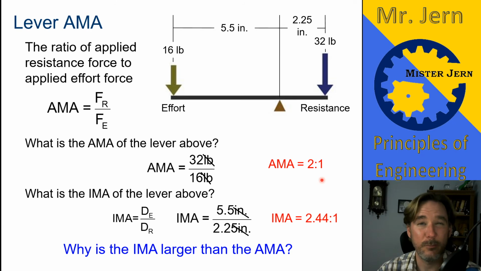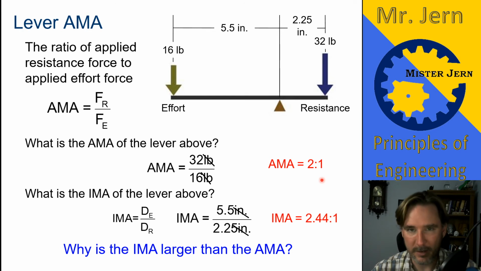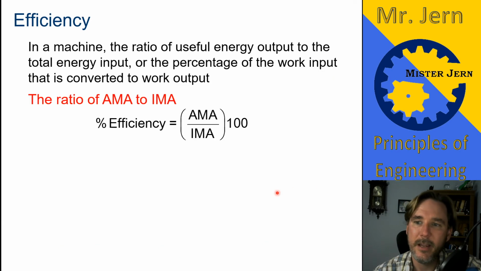Why is the actual mechanical advantage different than the ideal mechanical advantage, a calculated mechanical advantage? And I've been dropping hints like nothing. So what is it? Well, it has to do with friction. Friction doesn't play a role in our ideal calculations. There's not really a way to calculate that. We try to reduce it as much as possible. So it is in our AMA though. And that's what brings us to efficiency.